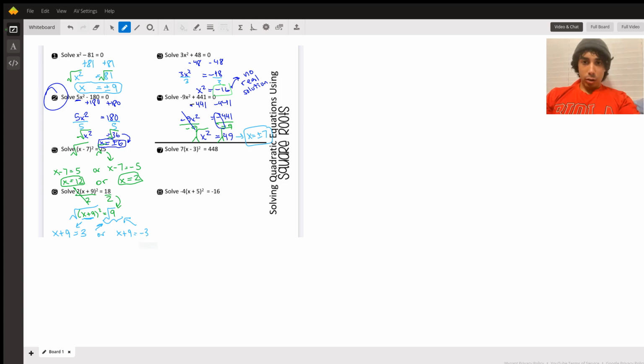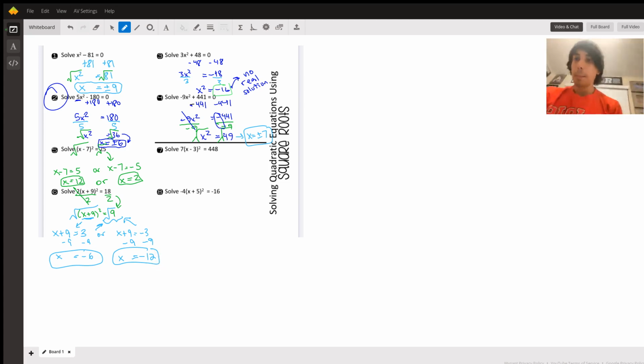And then again, we're just going to solve for x. So subtract 9 on both sides. You'll get x equals negative 6. And then you'll subtract 9 on both sides over here. You'll get x equals negative 12. All right, 2 more. And then let's see what else we got.